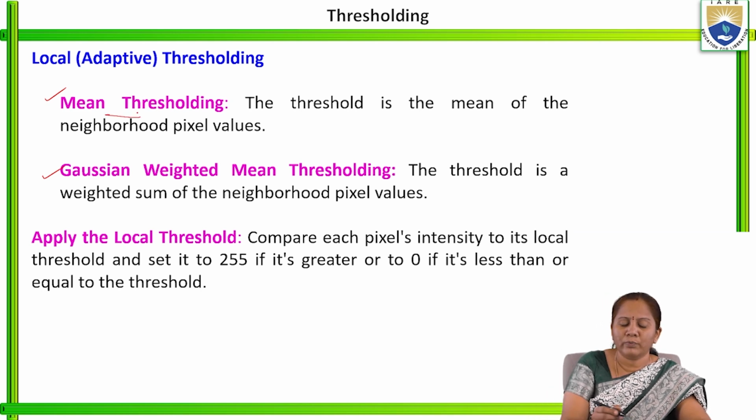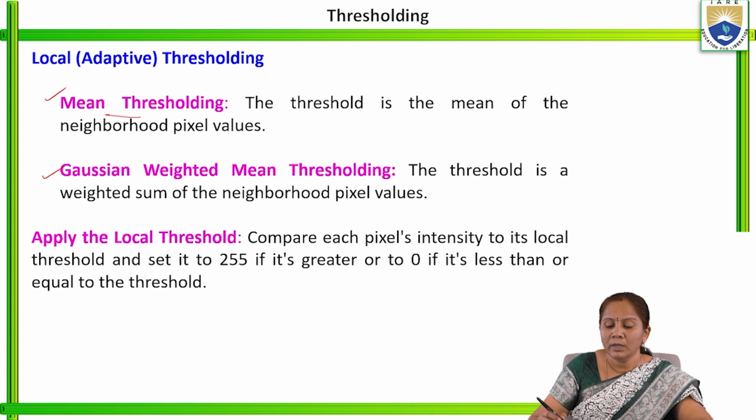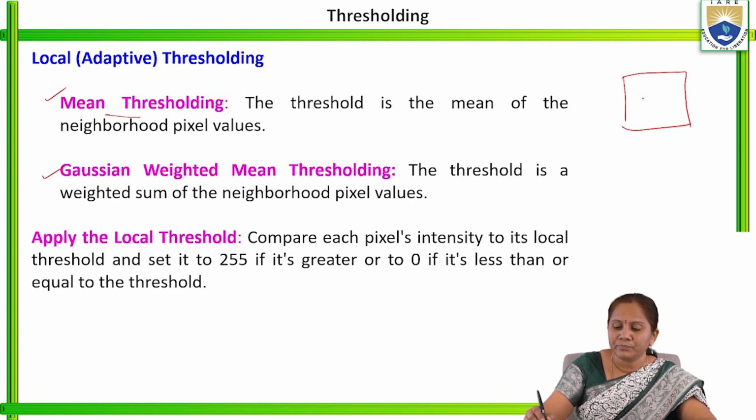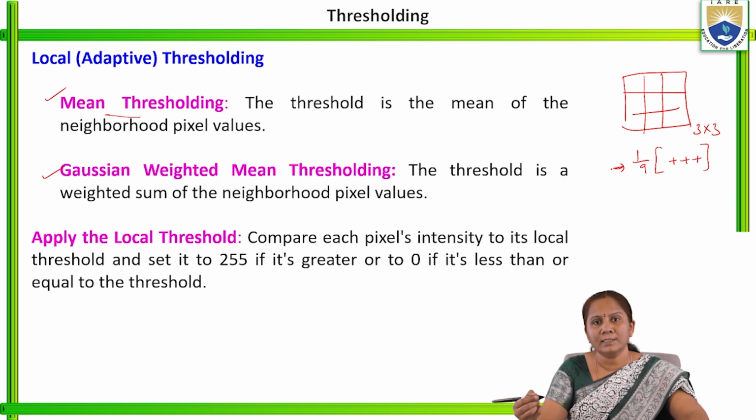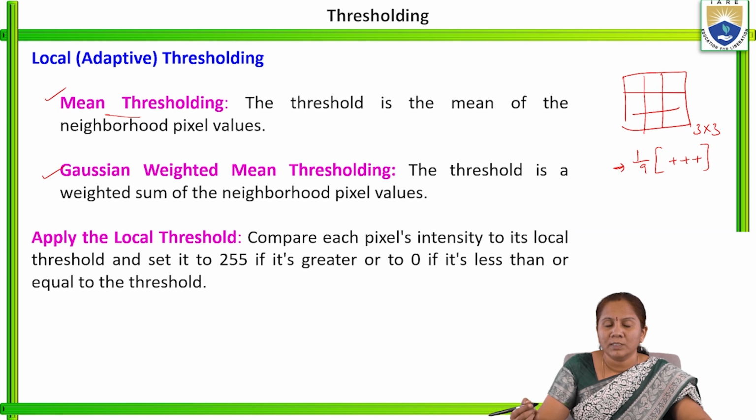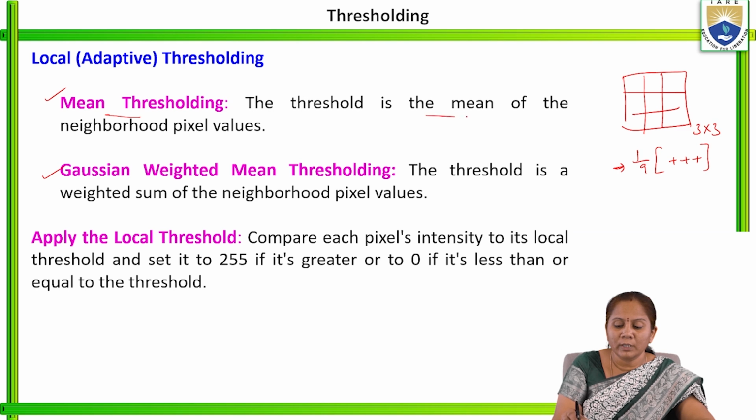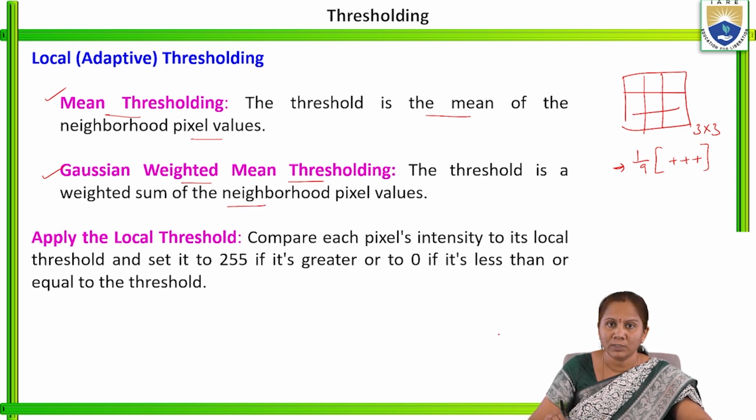We know how to find the mean, that is, the average value. If the size is 3 by 3, it is 1 by 9 times the sum of all the pixel values. This value will be considered as the center pixel value. So the threshold is the mean of the neighborhood pixel values, and Gaussian weighted mean thresholding means that the threshold will be the weighted sum of neighborhood pixel values.